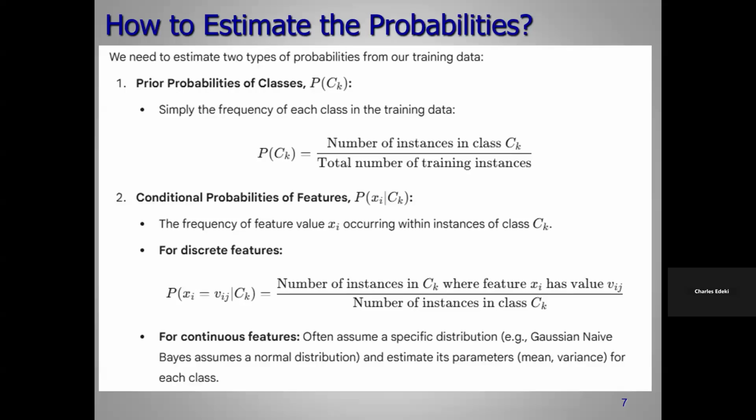So hopefully we have no questions on the probability. As an example, let's say we have 100 data, 20 are spam and 80 are not spam. Then the probability of spam, which is the probability of CK where the class is spam, will be 20 over 100. That's it.